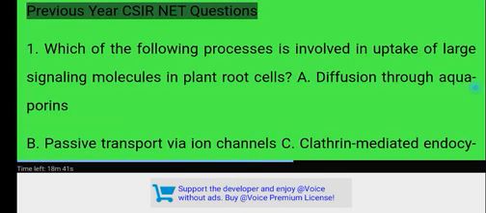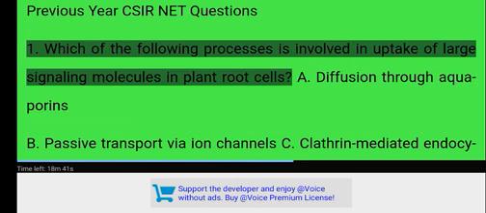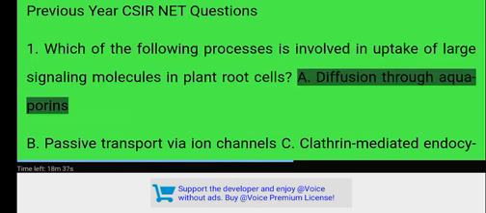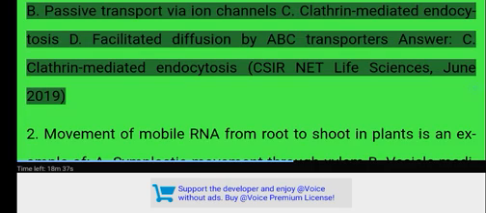Previous year CSIR NET questions. 1. Which of the following processes is involved in uptake of large signaling molecules in plant root cells? A. Diffusion through aquaporins. B. Passive transport via ion channel. C. Clathrin-mediated endocytosis. D. Facilitated diffusion by ABC transporters. Answer: C. Clathrin-mediated endocytosis. CSIR NET Life Sciences, June 2019.